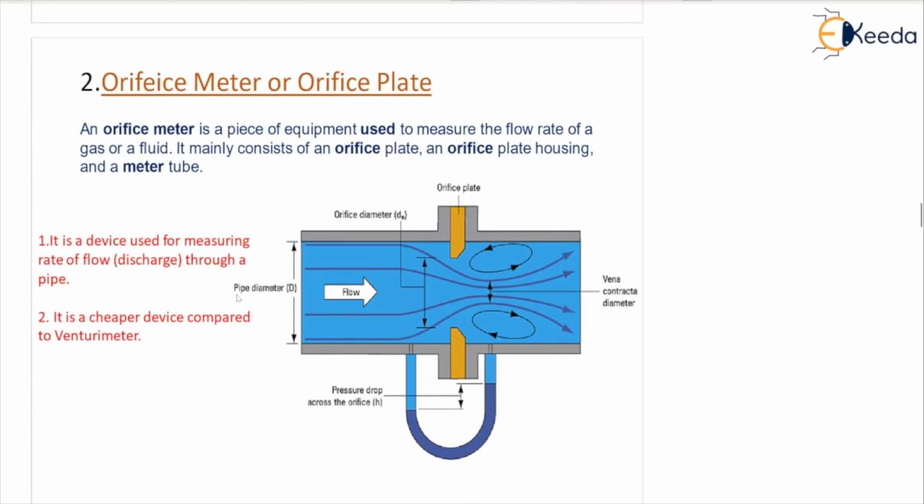Now the second one is orifice meter. So out of 3 important devices, the second one is orifice meter, or orifice plate. An orifice meter is a piece of equipment used to measure the rate of flow, or flow rate. Same. What is flow rate? Discharge. Flow rate is your discharge of a gas or a fluid. About the construction, it mainly consists of an orifice plate, orifice plate housing, that is outer covering, and a meter tube.